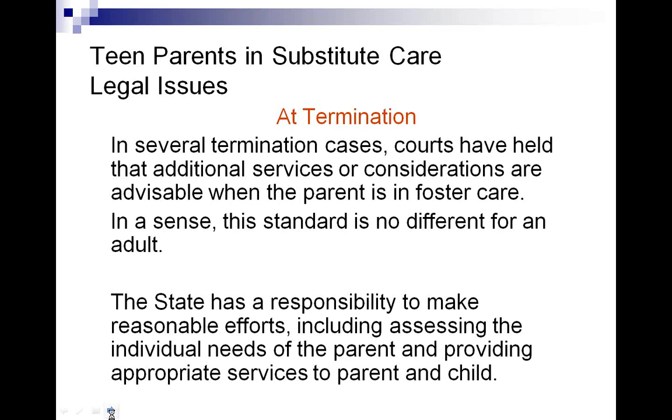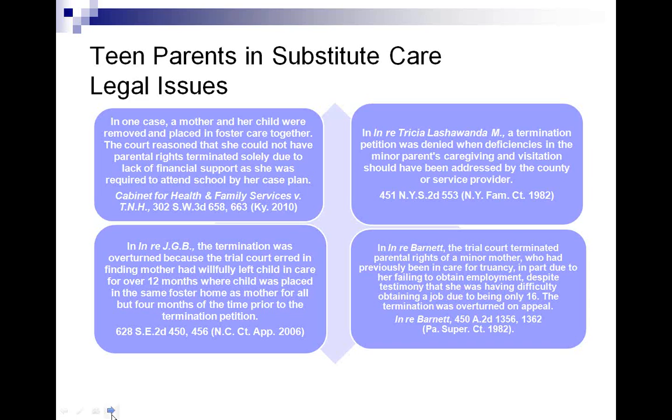So some examples there: in one case, the court said at termination it couldn't be held against the teen parent that they didn't provide financial support, because the teen's case plan said they had to attend school full time. In another case, JGB, they couldn't have abandonment because the child was physically in the custody of the parent in foster care for a lot of the time. It was a 12-month constructive abandonment ground. Though the child was legally removed, she was placed with her mother.